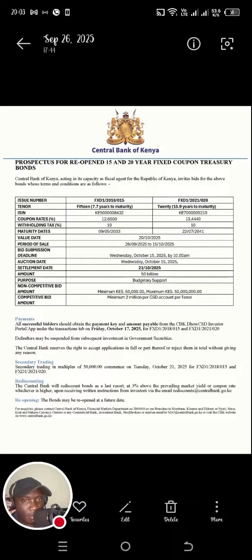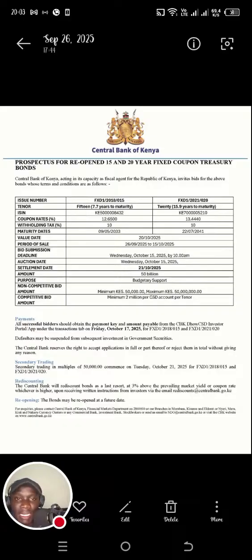The value date of the bond is when you get to start or you get to an agreement with the Central Bank of Kenya. It will be on the 20th of October 2025. Now, let's go to the period of sale. Period of sale is the period in which the bond remains open for bidding.